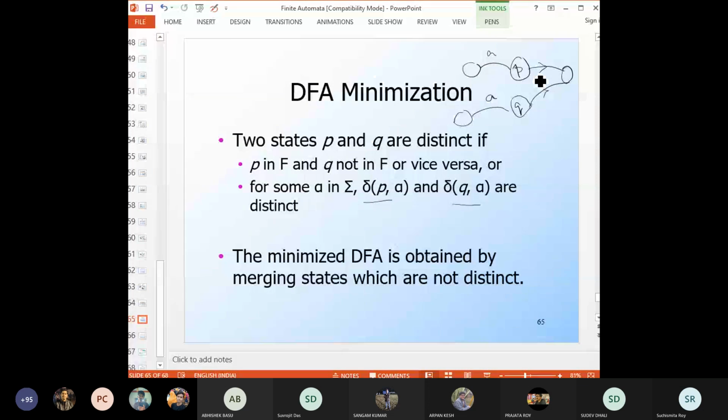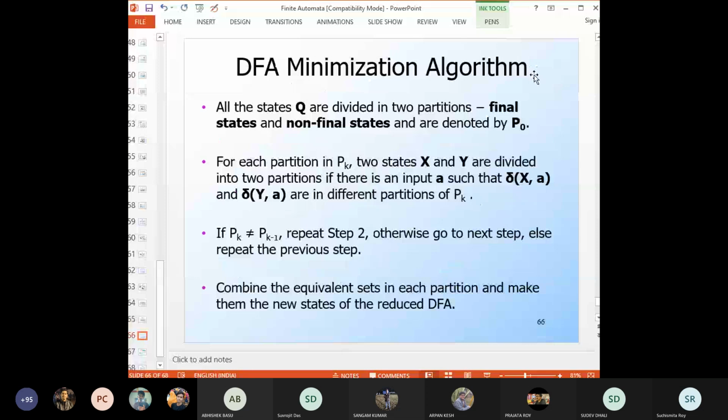Now let's do it a little more rigorously, let's say. So the DFA minimization algorithm, how it proceeds. This is basically a partitioning algorithm. I hope all of you know what is a partition of a set. Can you define a partition, or at least explain what it means? How do you define partitions in a set?